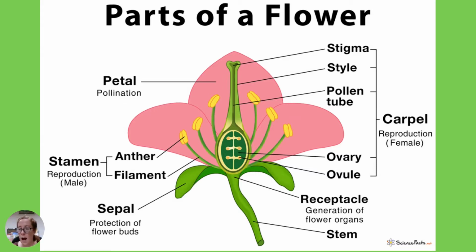So at the very top of our carpel, of our pistil, in the very center, we have the stigma. And then that leads down to the style and the pollen tube. That's where the pollen is going to go. It's going to go from the stigma, which is kind of sticky, all the way down.